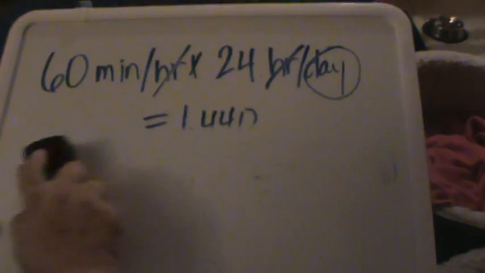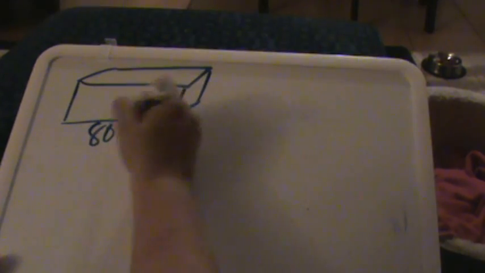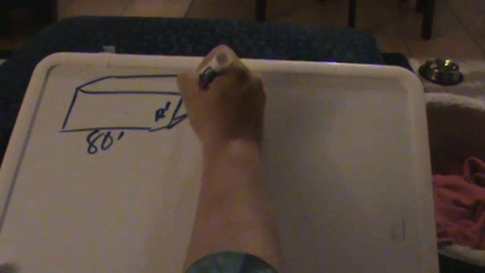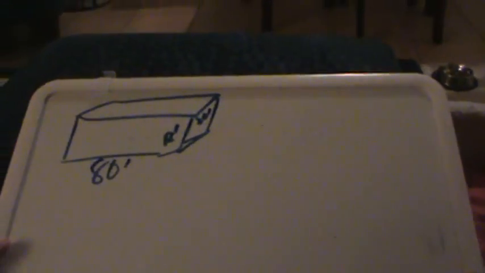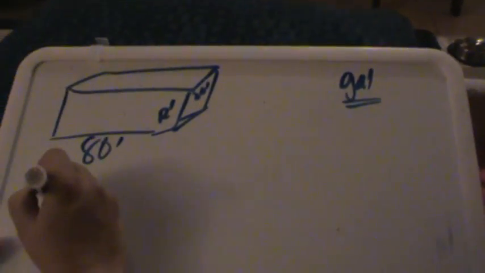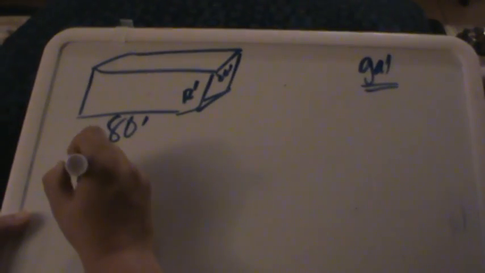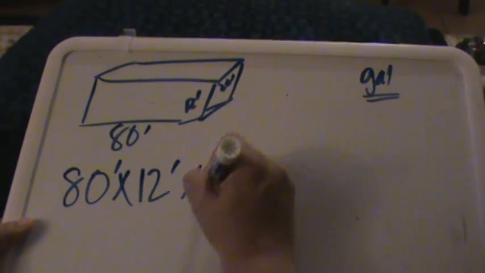Okay, question 2. How many gallons are contained in a swimming pool that is 80 feet long, 20 feet wide, 12 feet deep? So let's draw our pool. It's 80 feet by 12 feet by 20 feet. Okay, so what we need to do is figure out how many gallons are contained. So let's make a little message here. I need gallons. So we know how to do volume of a rectangle, right? So that's length times width times height. So it's 80 feet times 12 feet times 20 feet.